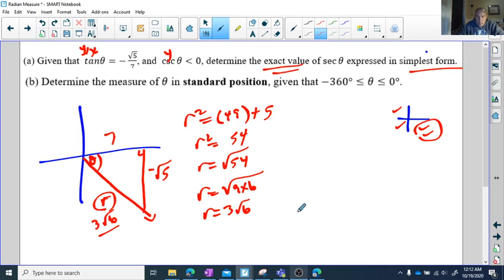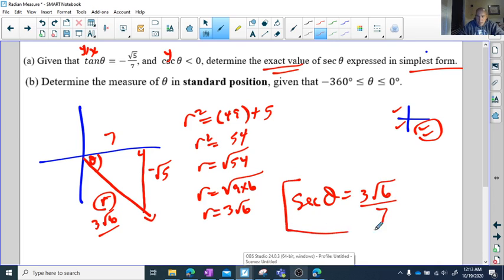So I'm looking for secant. So the secant of theta, secant, which is the reciprocal of cosine. Cosine is x over r, so secant is r over x. 3 radical 6 over 7. And that is the exact answer in simplest form.